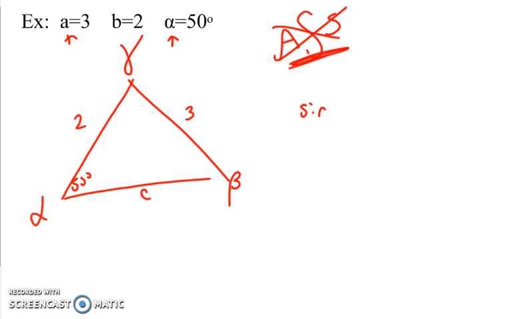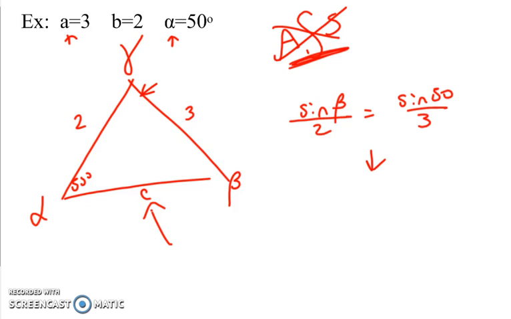So sine of beta divided by 2 is the sine of 50 divided by 3. And then you could figure out how big beta is from there. And then you could figure out how big gamma is from there. And then afterwards use the law of sines to figure out how big C is. I'm sure you guys could be able to do all that, so I'm not going to do it.